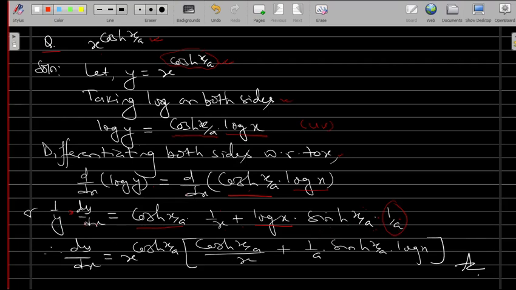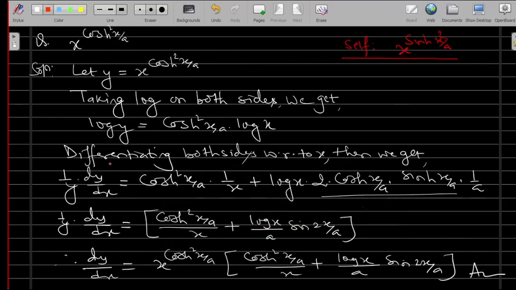So finally the y goes to multiply, the value of y is x to the power hyperbolic cos x by a. This is y times hyperbolic cos x by a by x, plus 1 by a times hyperbolic sine x by a times log x. In this way we find the solution of this question.